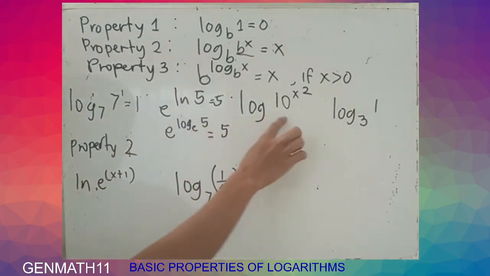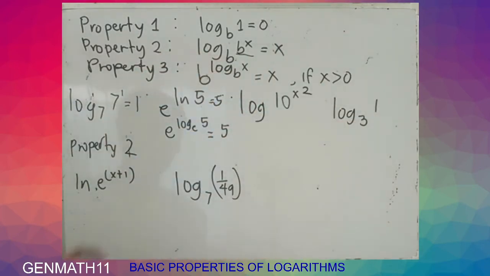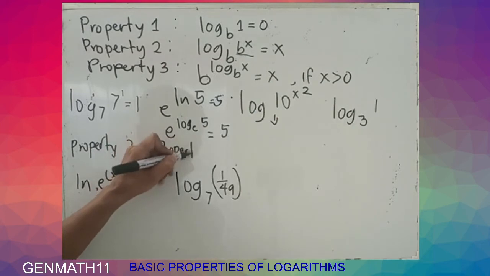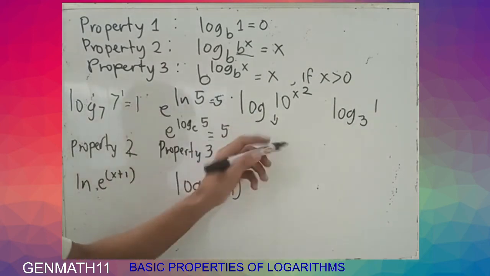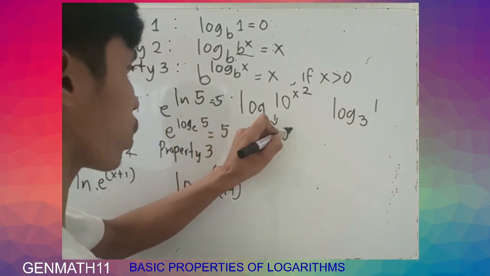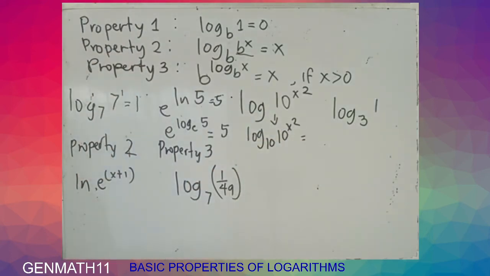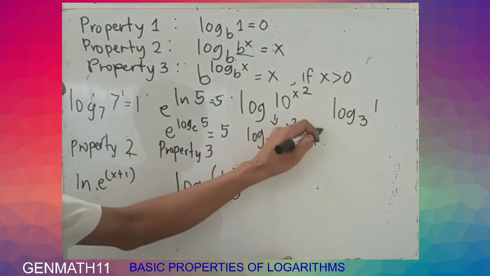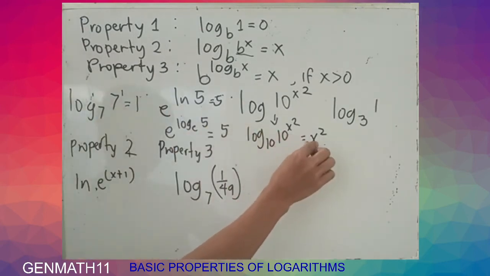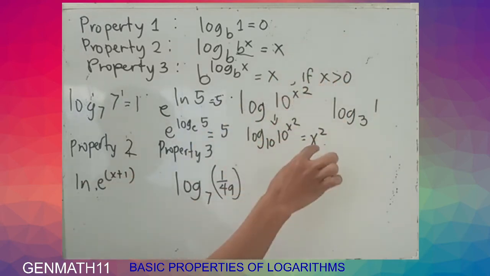Next, log 10 raised to x squared power. Pwede yun ha, yung power, pwede pa ulit siya magkaroon ng power. So, ito ay underneath property number 3. Next, pwede natin siyang translate as log 10 raised to x squared to the base of 10. Okay, so what will be the value? So, x squared. Since yung x natin, wala pa siyang value, so automatic ang value niya is x squared. Okay?